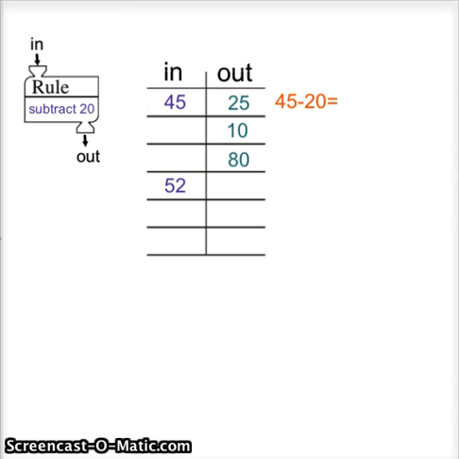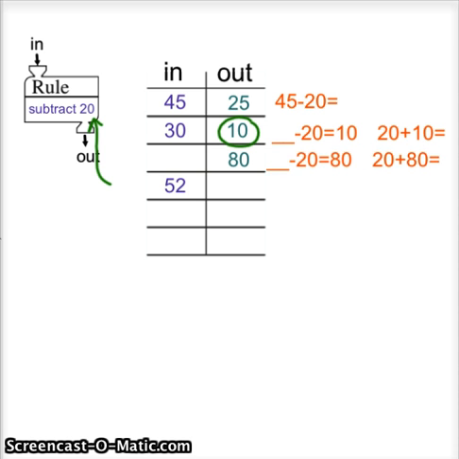And remember, if we know the number coming out of the machine, 10, we have to look at the rule and do it the opposite to figure out what number went in. So we have to take something minus 20 equals 10. So we go backwards and go 20 plus 10 to get 30 that went in the machine.